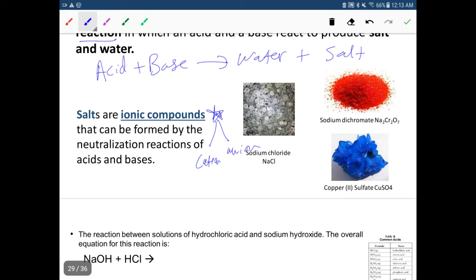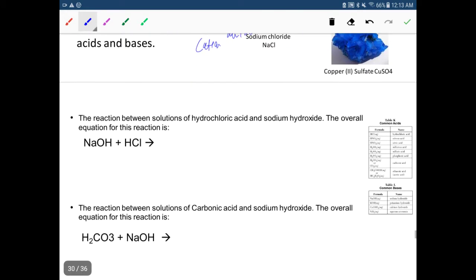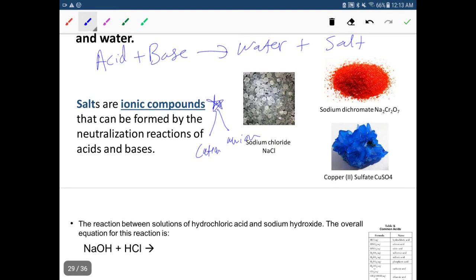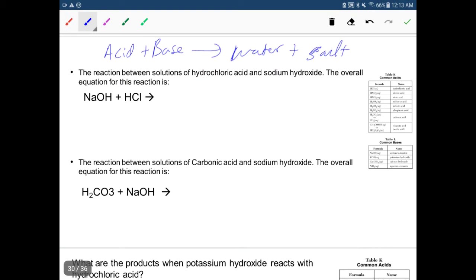Some examples of salts include NaCl, which you already know, sodium dichromate, and copper(II) sulfate. These are all ionic compounds, also known as salts. So this is the key important information here: acid plus base producing water plus salt. Right, so I'm going to do 4 examples with you, and let's see how we do.